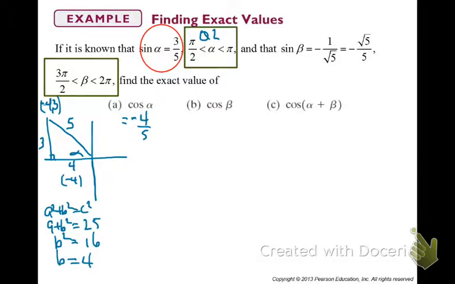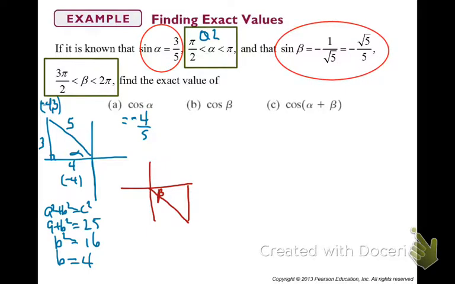Quadrant 4. Okay, so we're going to draw him over here in quadrant 4. And now we have beta. There's our beta. They told us sine beta was negative 1 over square root of 5. We will use the first set of numbers first. We'll use the second set when we actually go back into finding the values.